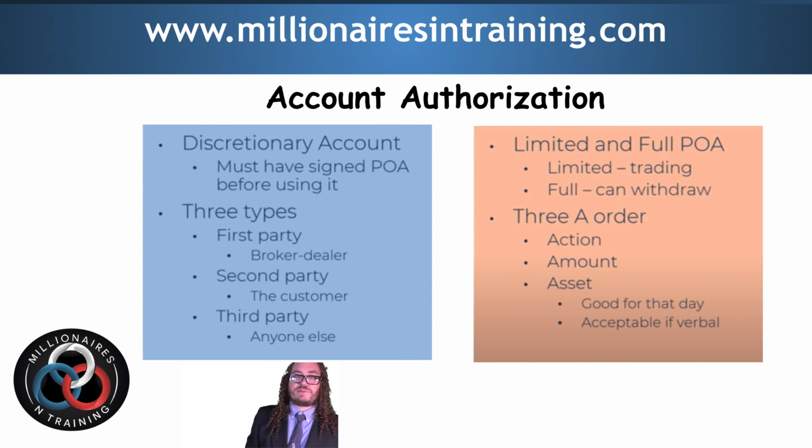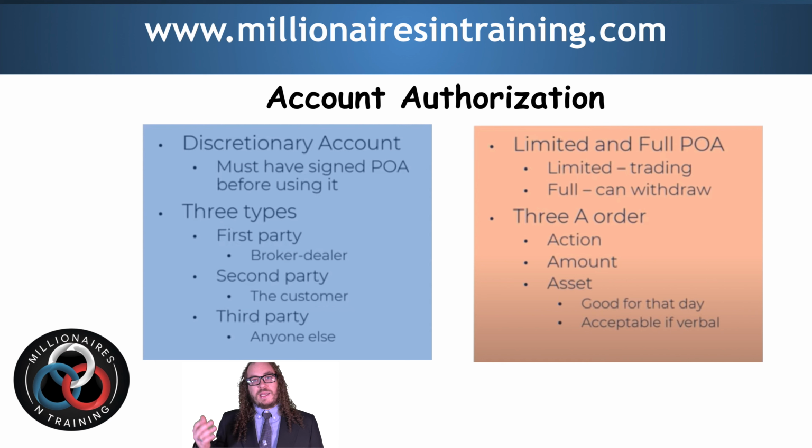There are three different types of discretion. We have first-party discretion, which is what we always assume, and that's the broker-dealer who has the ability to go and do trades on behalf of the customer. Second-party trading authorization gives the customer themselves, and third-party authorization is anyone else besides the broker-dealer and the customer who has trading authorization over a customer's account.